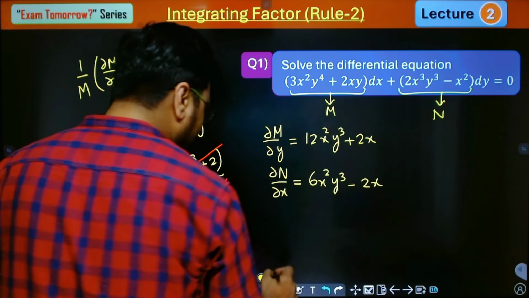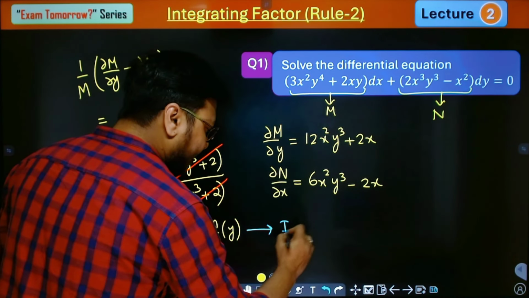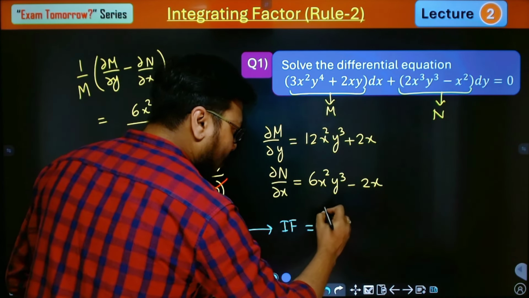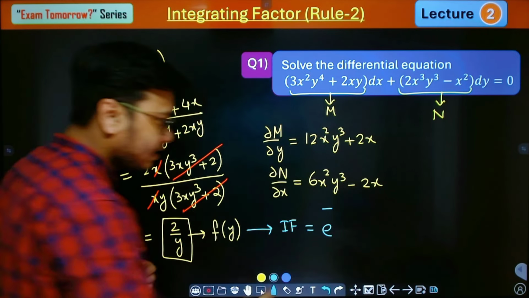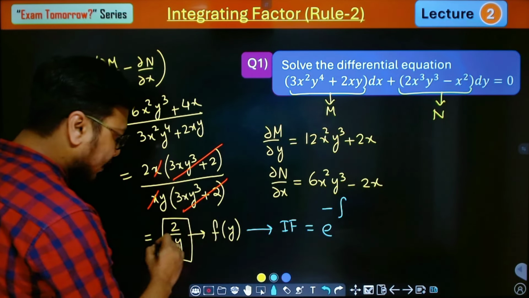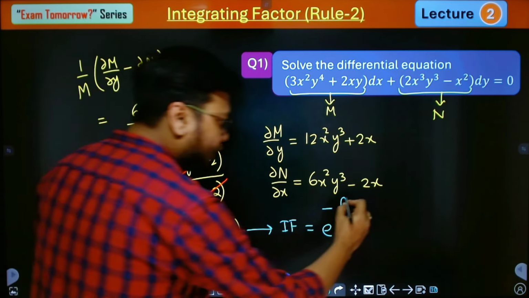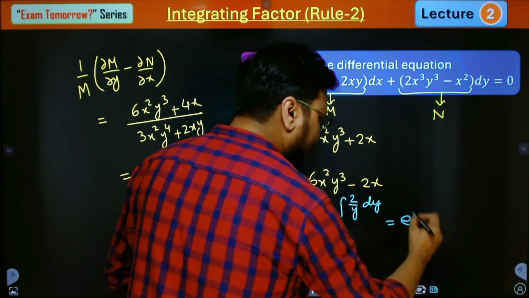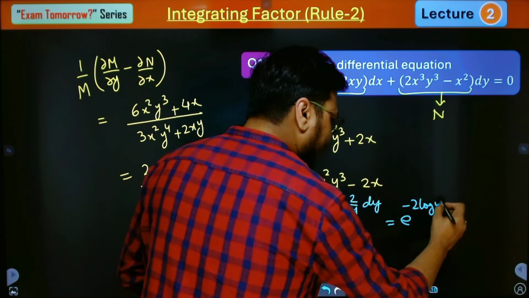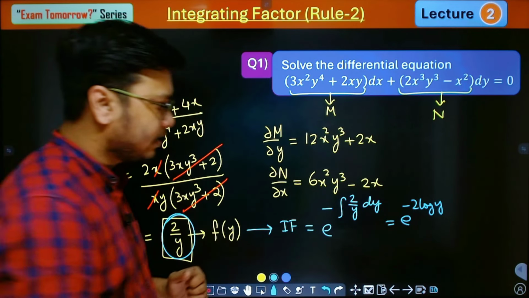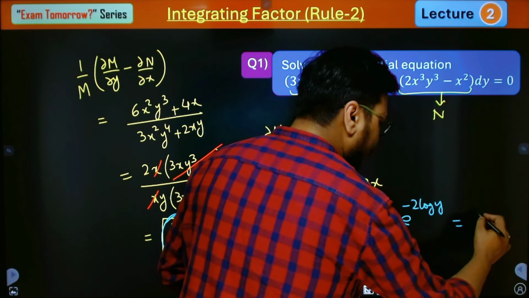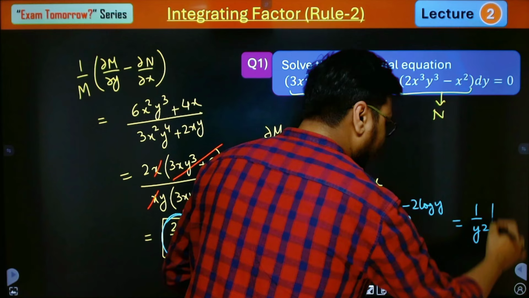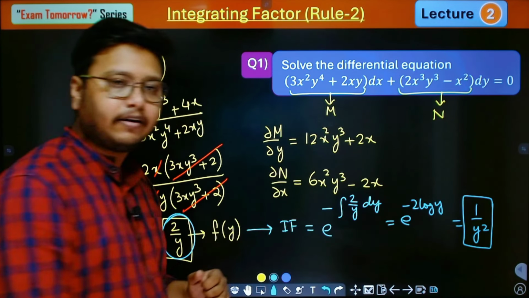Now what will be our integrating factor? So my integrating factor is going to be e to the power, remember to give the minus sign, minus integration of whatever function I have got, which is 2 upon y dy. The integration would be e to the power minus 2 log y. We have done this kind of simplification many times before, so this is going to be 1 upon y square. That's my integrating factor, right?